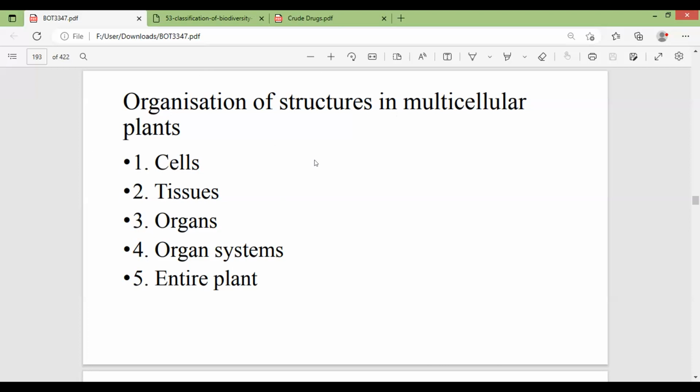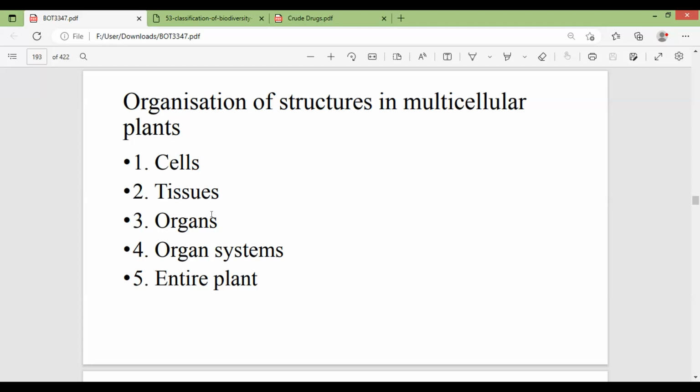Then organization. Here we are seeing the organization of plants, which is the same as animals or even humans. We start at the cell. Then when a number of cells come together, they form a tissue. Then from the tissue, we have an organ. Then from the organ, we have an organ system. And at the very end, we have an organism, or in this case, a plant.